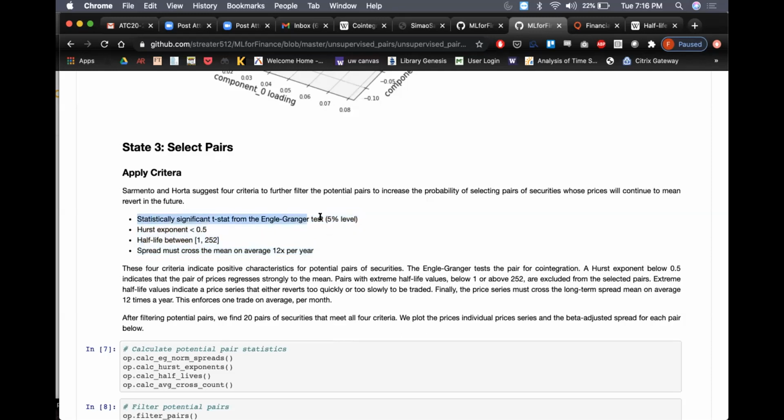The first criteria is a statistically significant t-stat from the Granger test. And so the Granger test is a test for co-integration. And to break co-integration down into 1 or 2 sentences, it's a test to see if you can find a linear combination of two securities that is stationary.